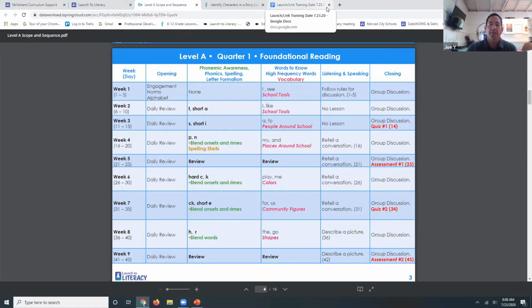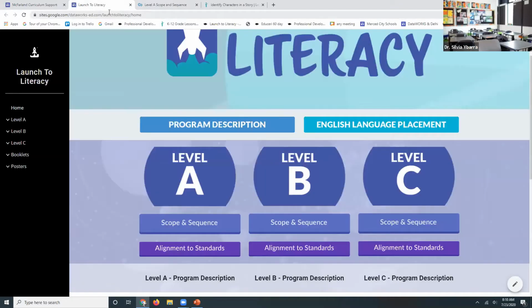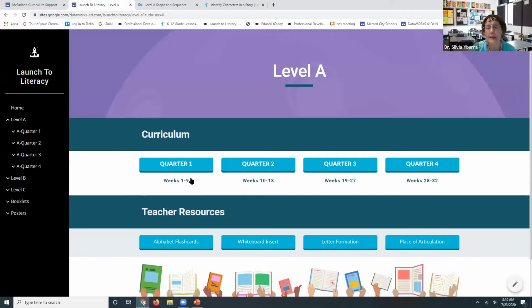So go ahead, Sylvia. The question that I had is how you check for the content that you're going to be teaching. Yeah, the scope and sequence is part of it. But of course, if you want to look at the alignments, you can go in here. And if you actually want to look at the lessons themselves, you could click the level A lessons. Okay, now level A, I'm going to open that up.